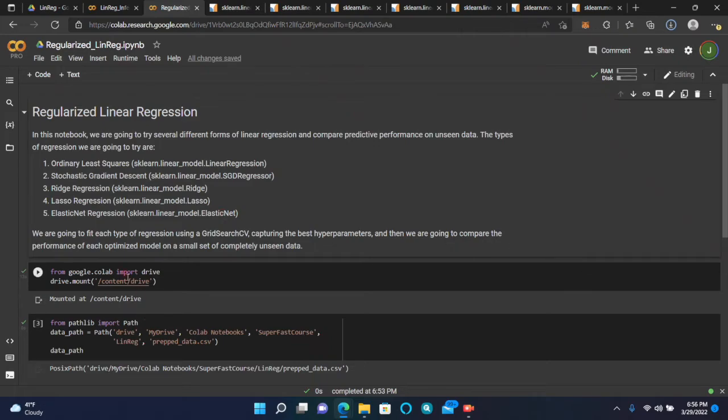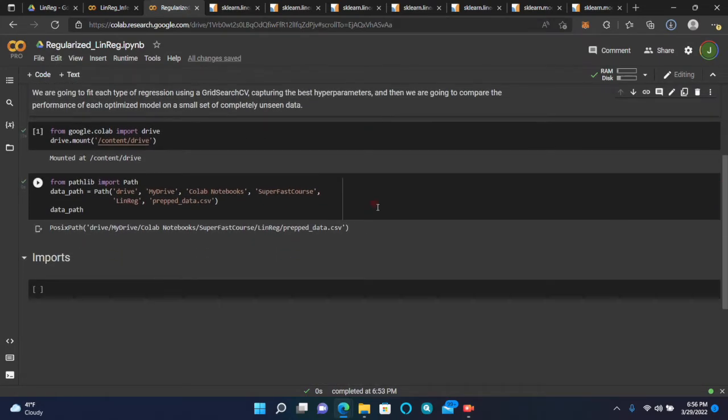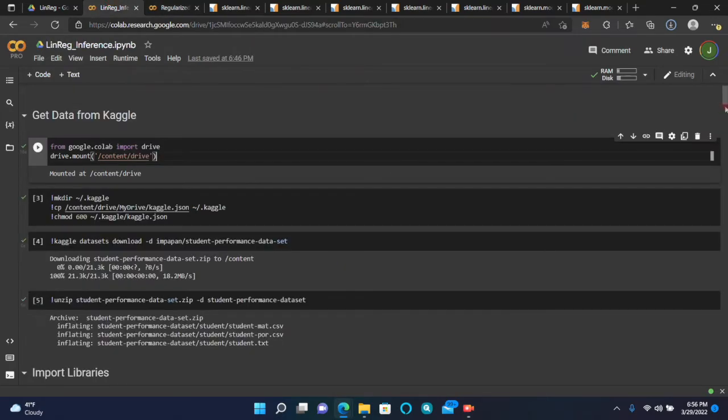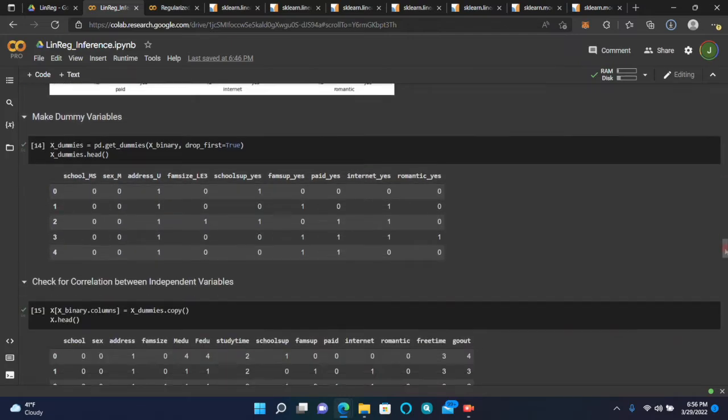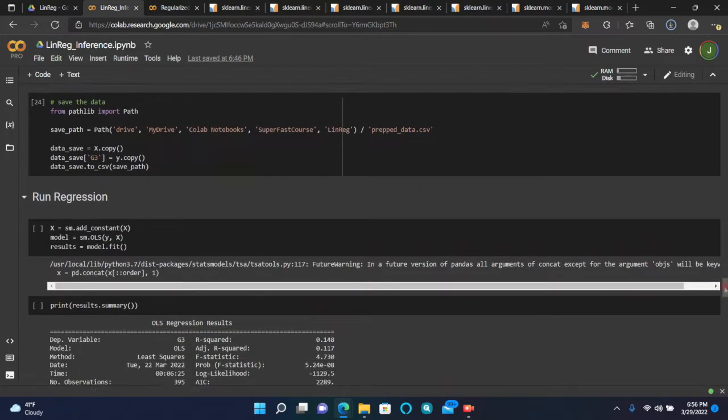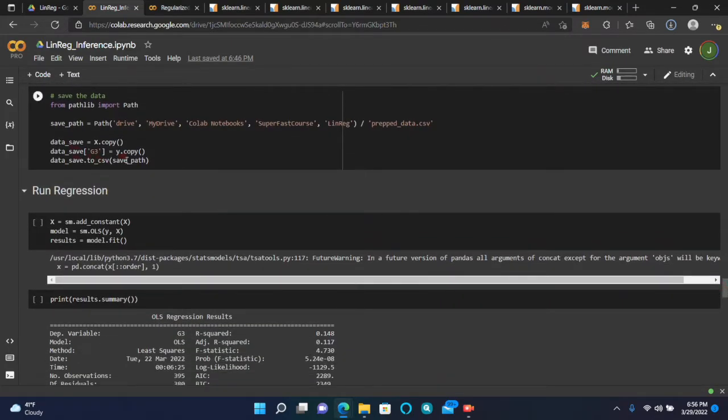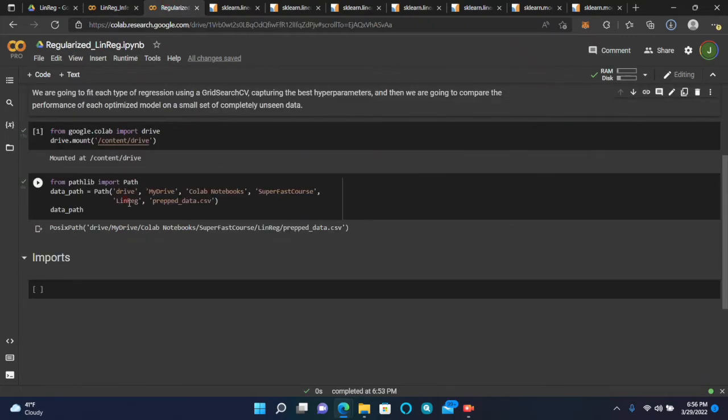Now this is in Colab. I've already mounted my Google Drive, and I've got the path to my prepped data. And we're using the same data as before in this other notebook. So just down here, after I had cleaned everything, I didn't want to do that again, so I just exported it as a CSV right here. And we're going to be able to load that in just a minute.